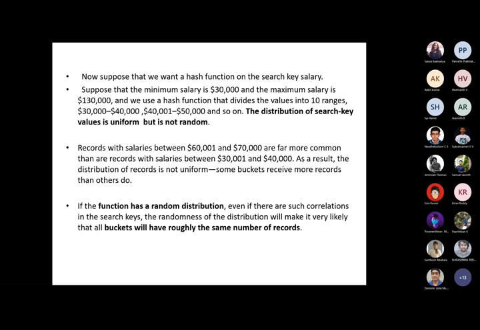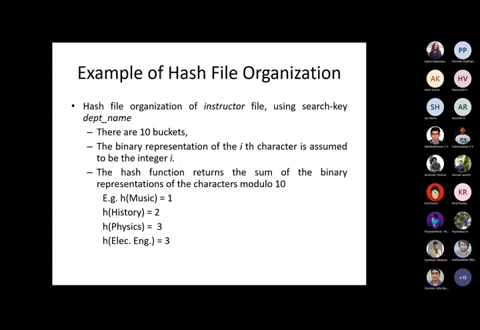Right. So for example, consider a hash file organization for instructor file using the search key department name. So you assume that there are 10 departments, so maybe 10 buckets. The binary representation of the ith character is assumed to be integer i. So the hash function returns the sum of binary representation of the characters modulo 10.